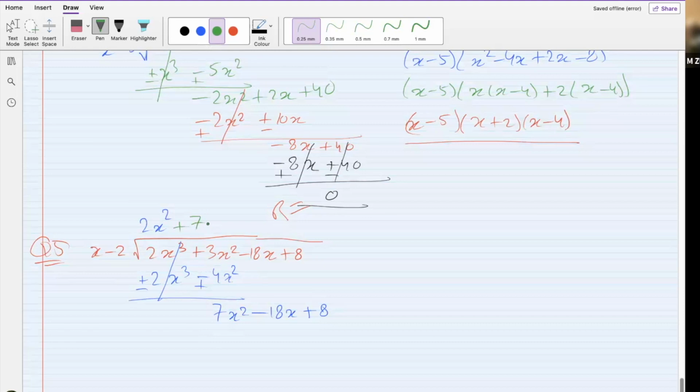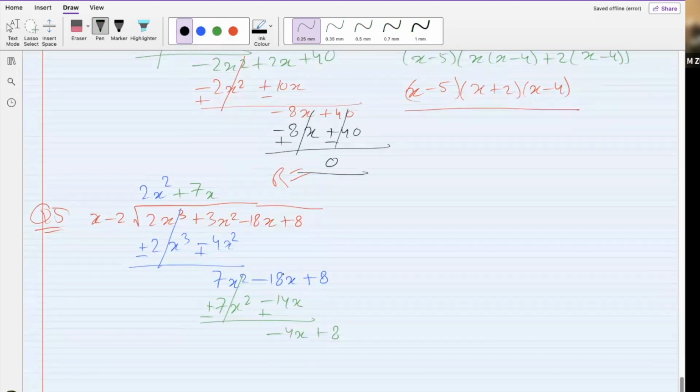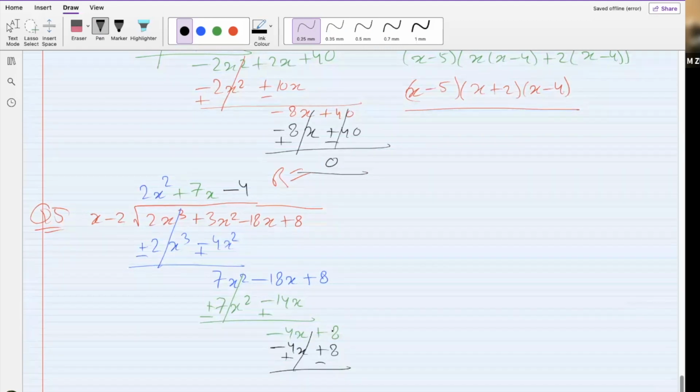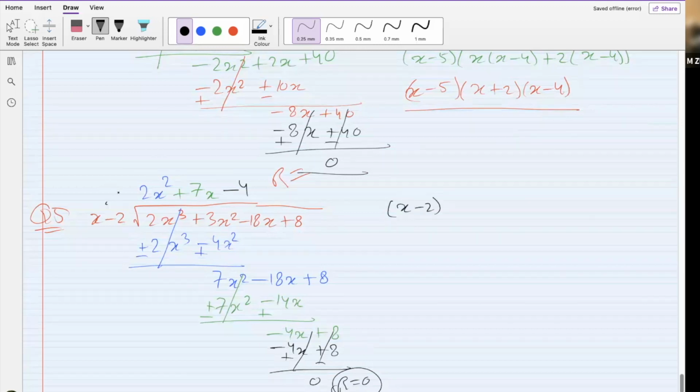And to get 7x square, we multiply with 7x. This is 7x square. Minus 2 into 7 is minus 14x. We change the signs and you add them. Minus 4x plus 8. To get minus 4x, we multiply with minus 4, minus 4x plus 8. Change the signs and add them. So shown that it is a factor, the remainder is 0. And x minus 2 times this 2x square plus 7x minus 4.